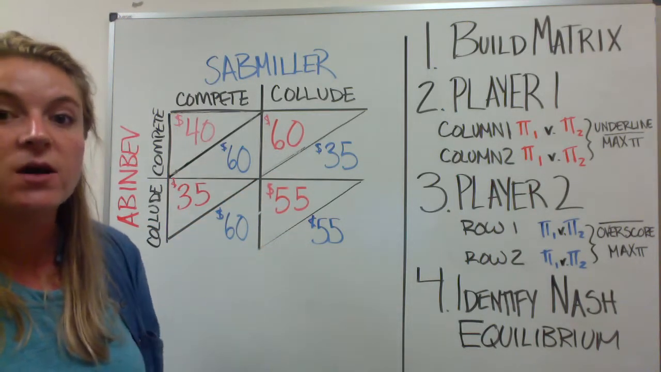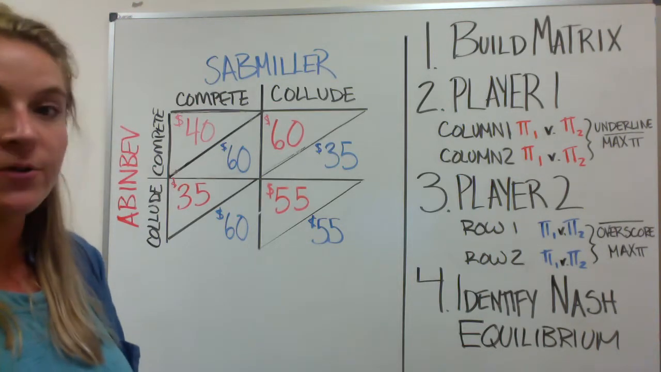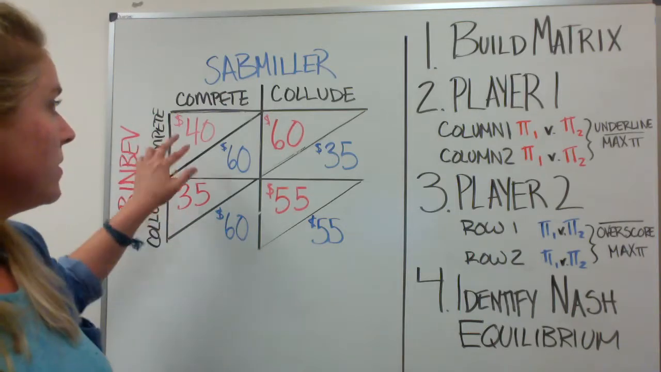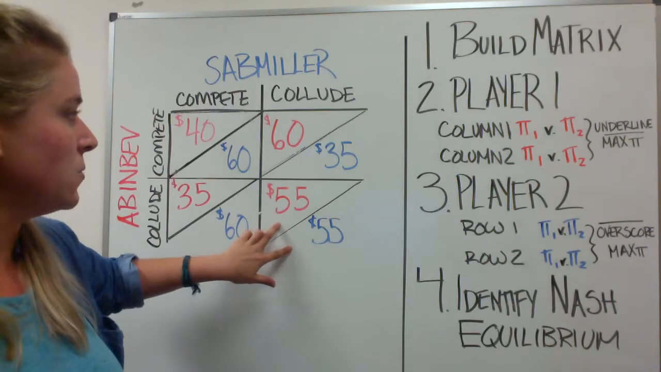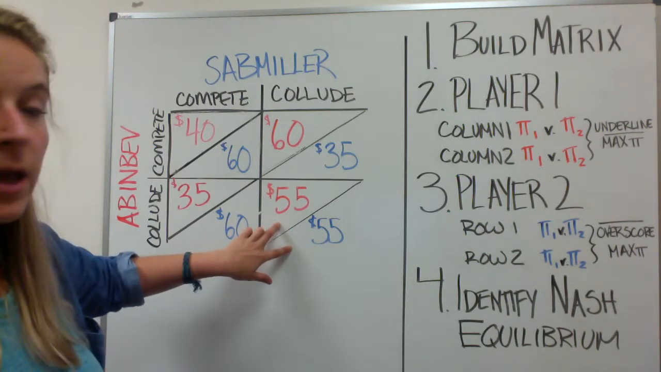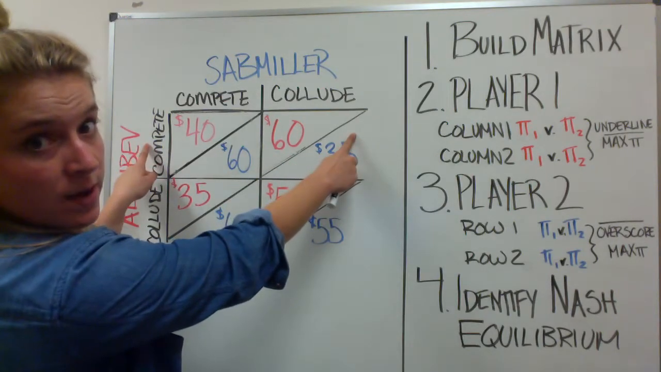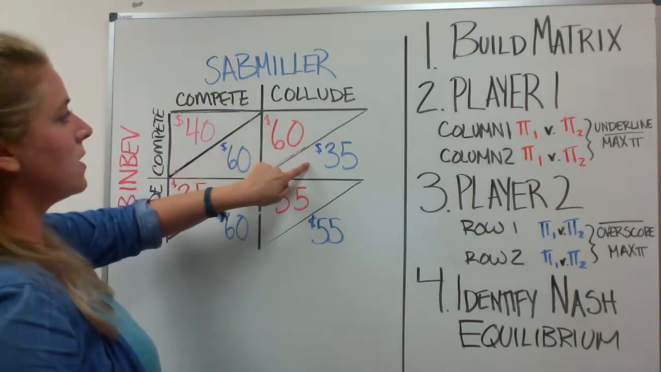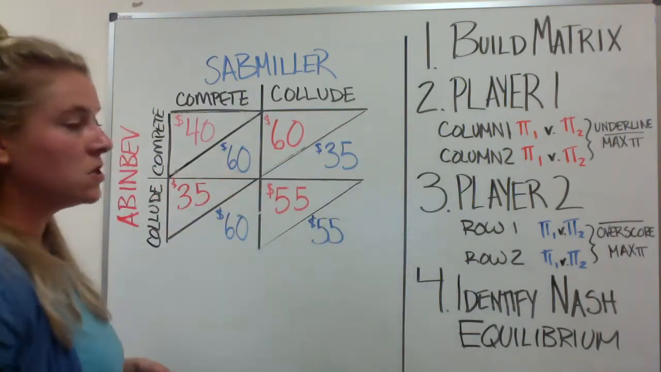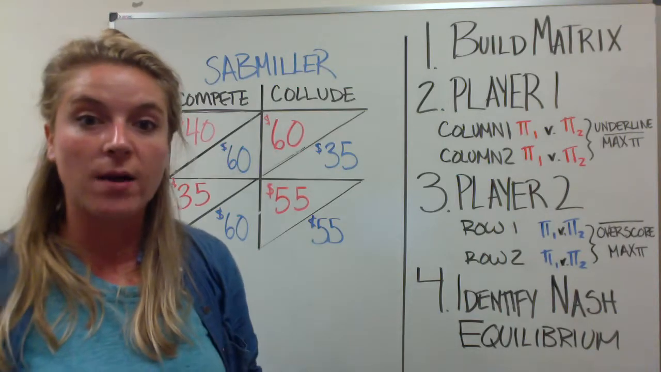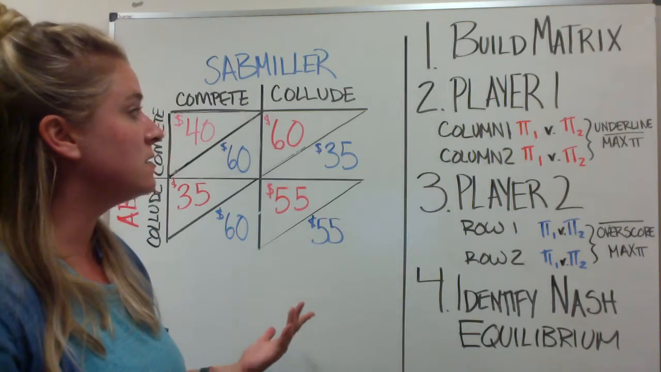And each one of these cells represents a different outcome you could think about, a different world maybe, where in this world we have both competing. In this world we have both colluding. And in this world here, we have that AB InBev is competing and SAB Miller is colluding. So you should be able to grab those payoffs. Either they'll be given to you, or you might have to actually fill in these cells.